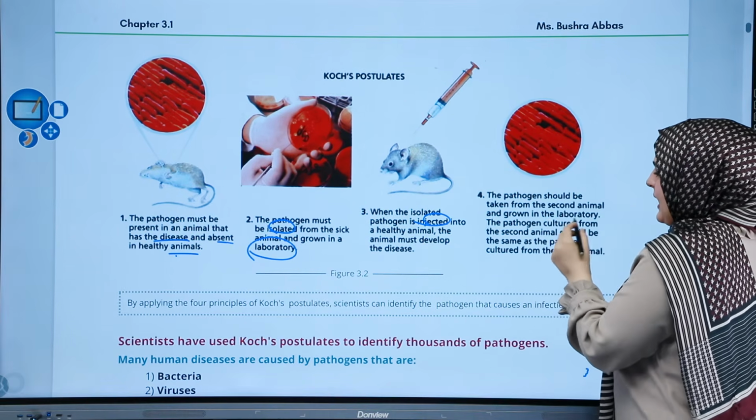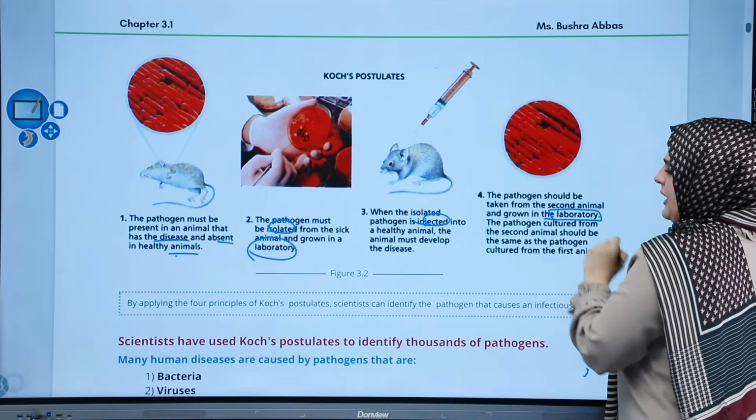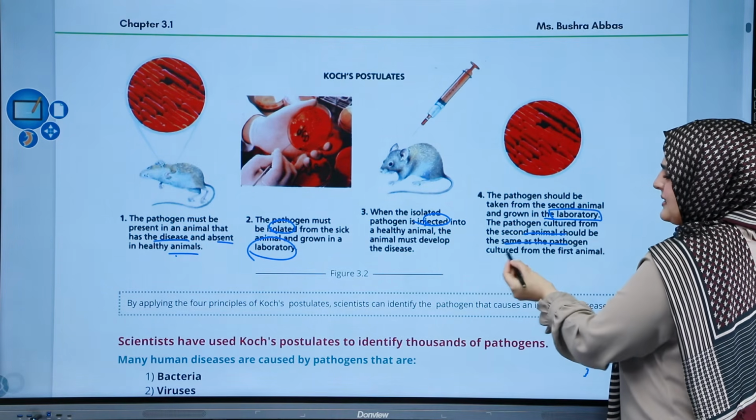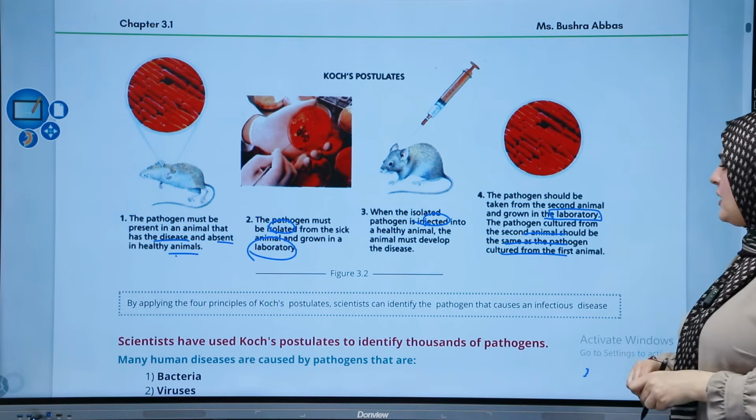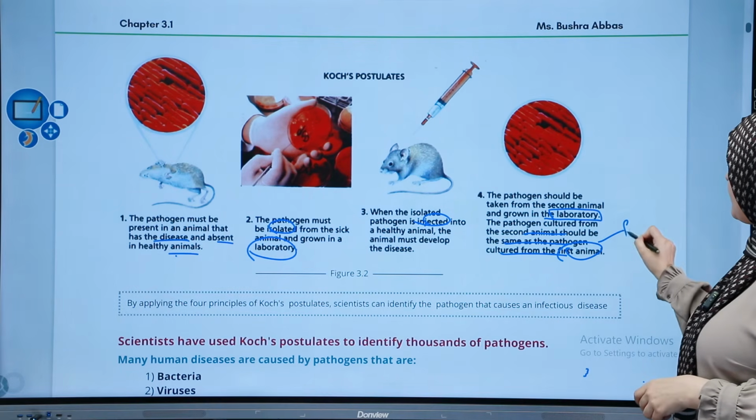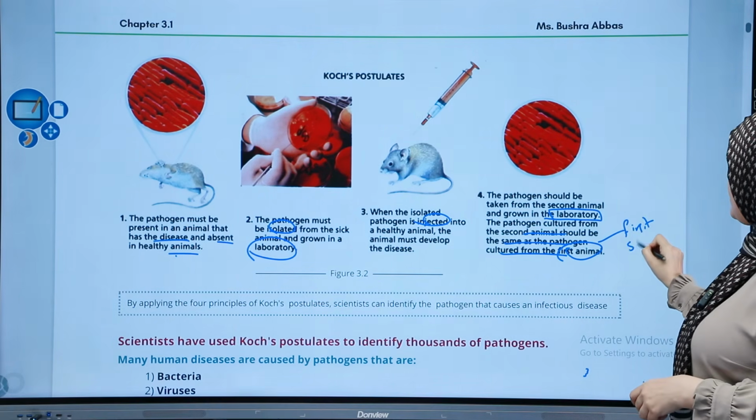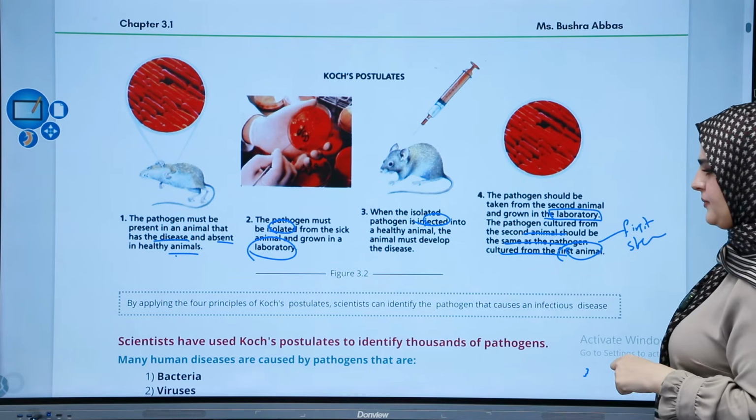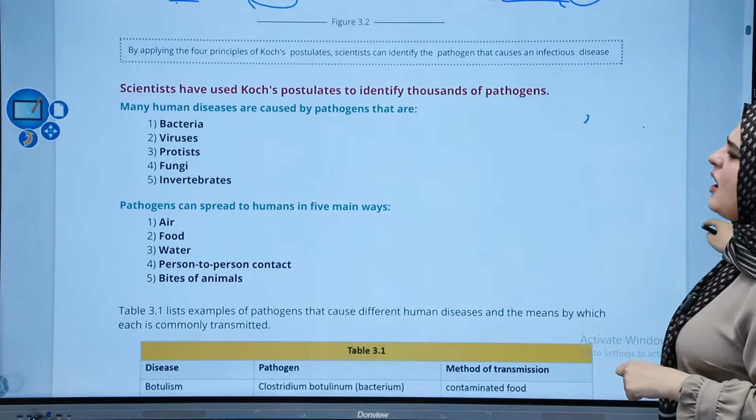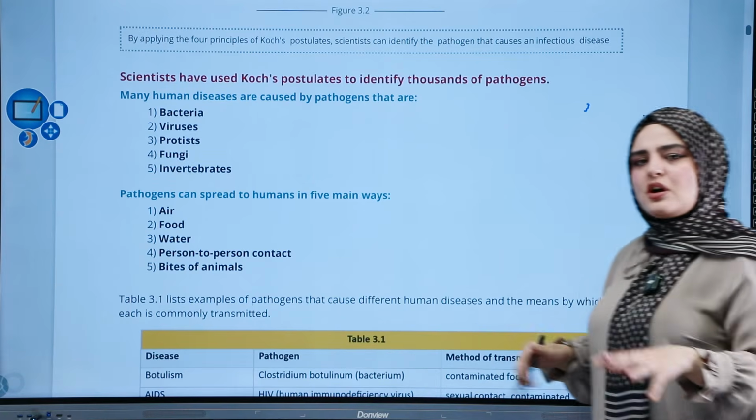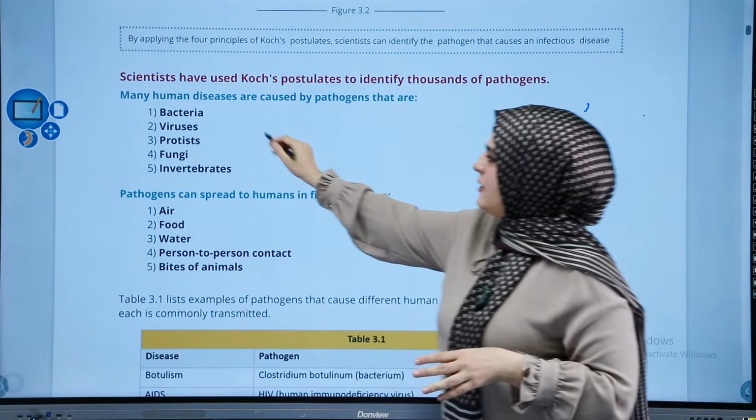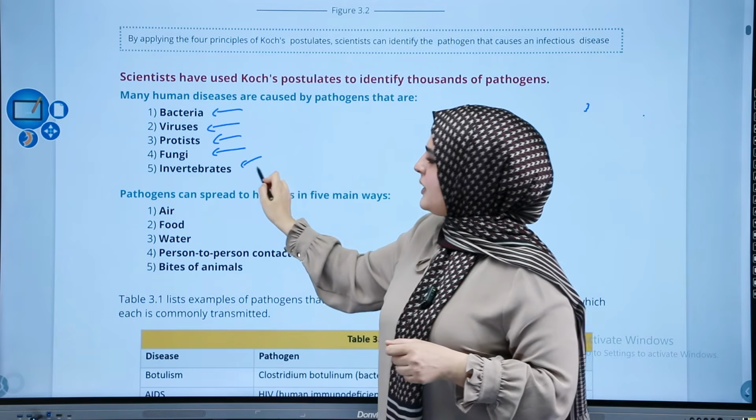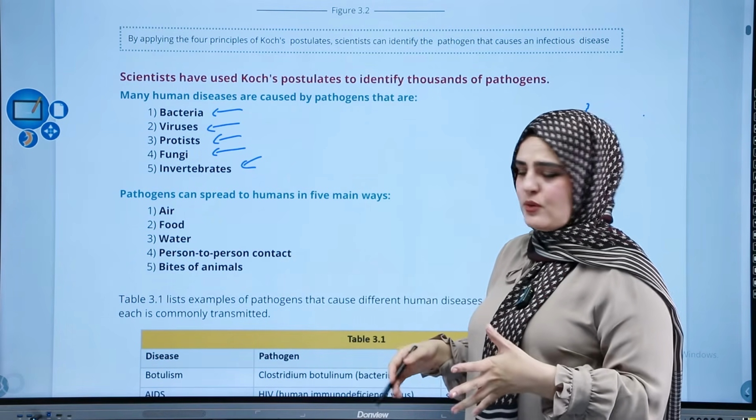In here, he again worked in the laboratory and saw that the second animal has actually the same pathogen like the first animal. First animal from first step. Second animal, we mean the one we injected in the third step. That's the second one. What are pathogens? Pathogens are microorganisms. Could be a bacteria, could be a virus, could be a protist, could be a fungus, could be an invertebrate. All these things that we already studied.